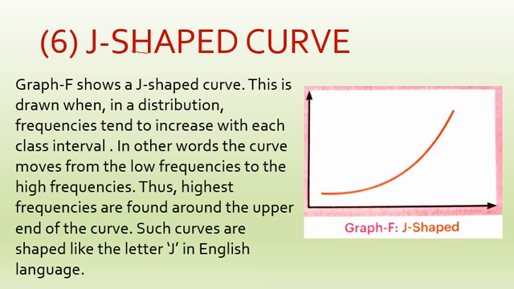Next one is J-shaped curve. This graph shows a J-shaped curve. It is in the shape of English alphabet J. This is drawn when in a distribution, frequency tends to increase with each class interval. The frequencies are increasing with each class interval. Thus, highest frequencies are found around the upper end of the curve. Such curves are shaped like the letter J in English language.